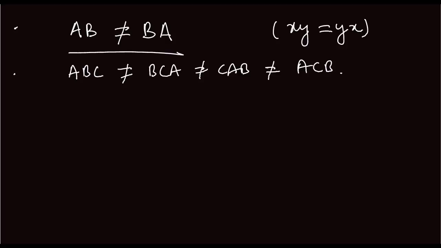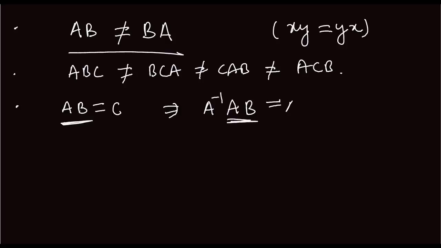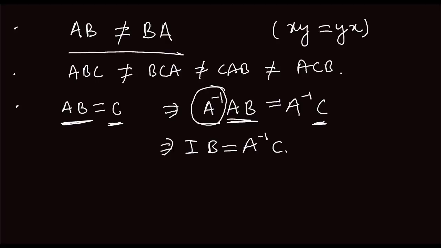The second point is that if AB is equal to C, this implies that you can multiply A inverse on the left hand side, A inverse AB, and A inverse on the right hand side, A inverse C. Then you get A inverse A as I, so B is equal to A inverse C. So this is the multiplication property: you can multiply with the inverse of the matrix at the first place and get the other matrix, and this is not equal to C inverse, as discussed above.